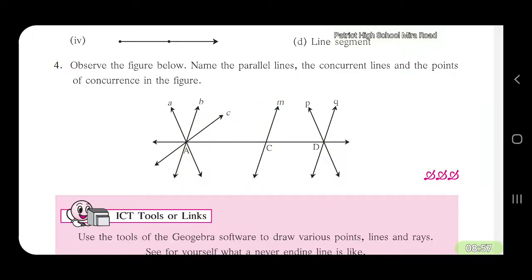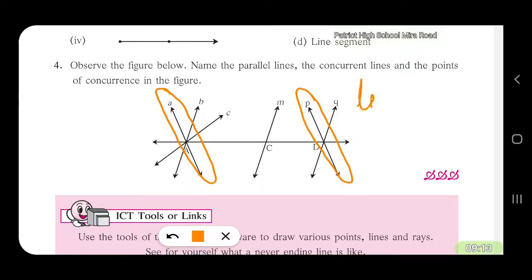Now consider the other lines. Line A and line P. So line A is parallel to line P.